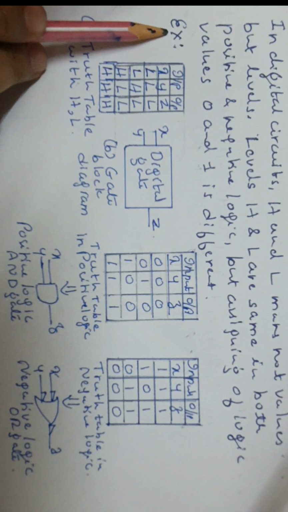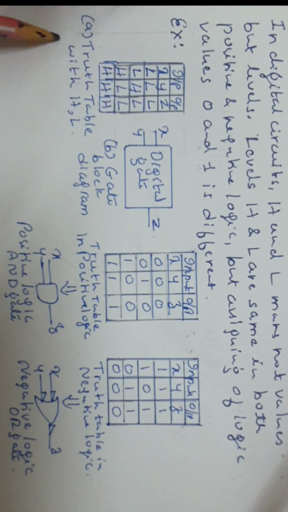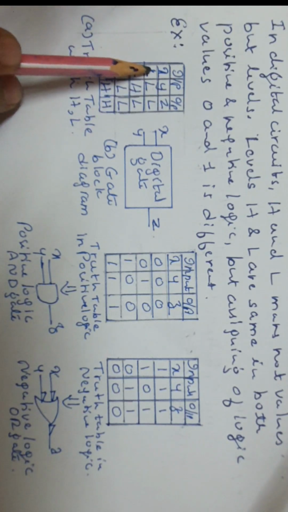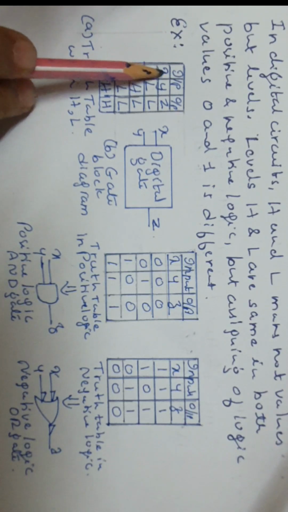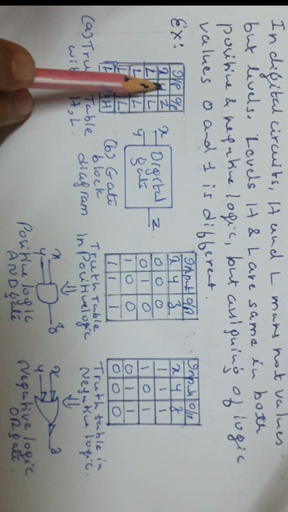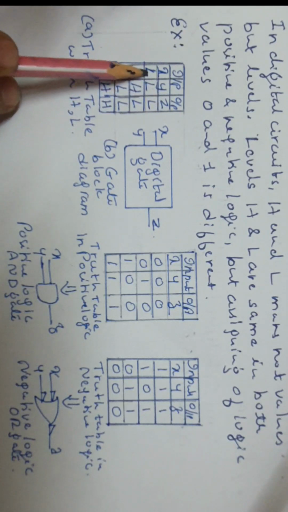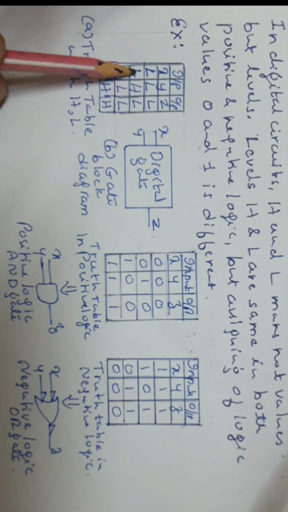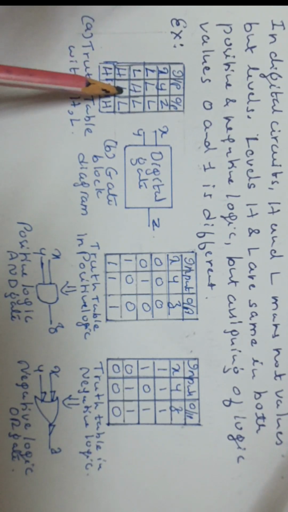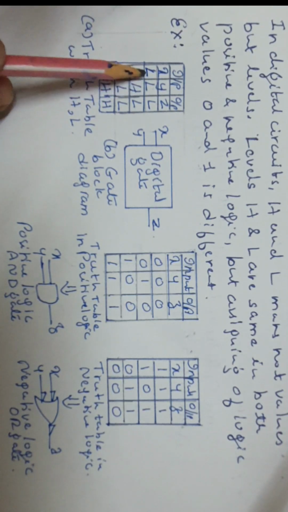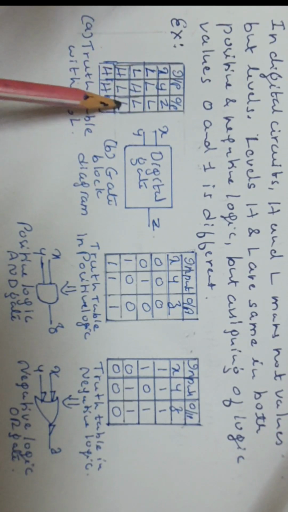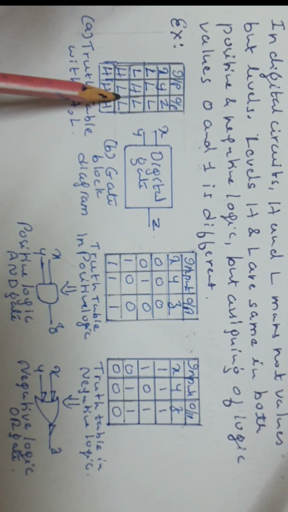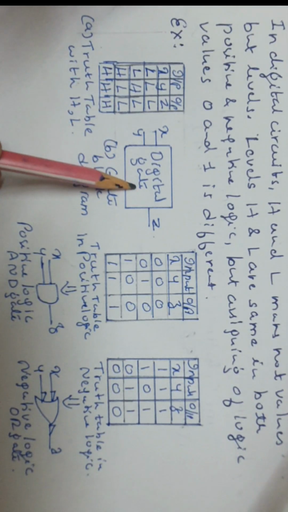If we take an example, here is a truth table. So in this truth table, what is written here? This is inputs X and Y. This is output Z. So there are 4 combinations of inputs. L, L, L, H, H, L, H, H. So when both are L, output is L. When any one is L, output is L. Only when both are high, output is high. So this represents a behavior of a digital gate.